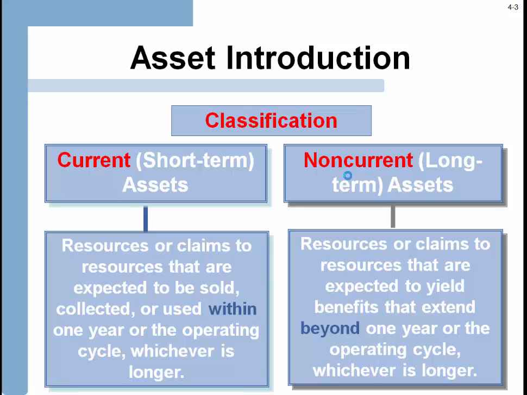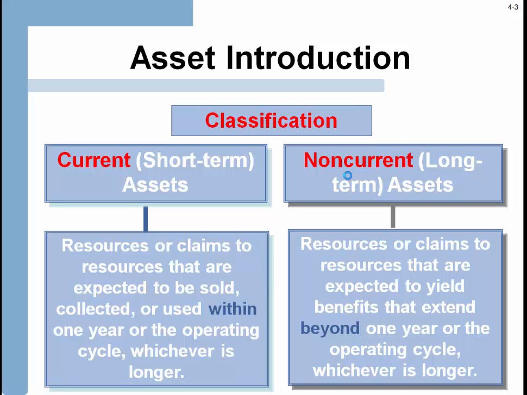And you have both short-term and long-term assets. Short-term assets are things that are going to be converted into cash within a year, within the operating cycle of a business, or within 1 year, whichever is longer. By contrast, you have non-current or long-term assets, which are resources or claims that have an expected useful life greater than a year. In other words, they're going to have economic benefit longer than a year.